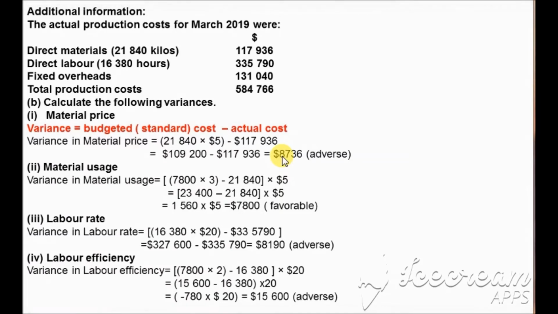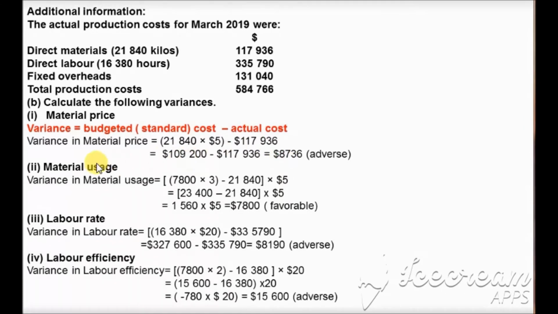An adverse material price variance means that the budgeted material price was less when compared to the actual cost of material. It is due to the increase in the price of direct material since the budget was made, and this will increase the overall cost of production and will have a negative effect on the profit. Hence, it is an adverse variance.